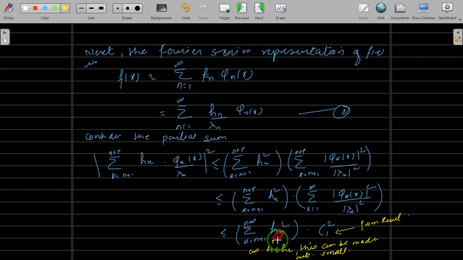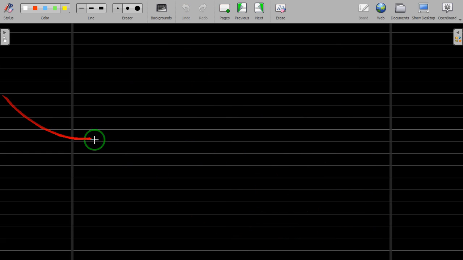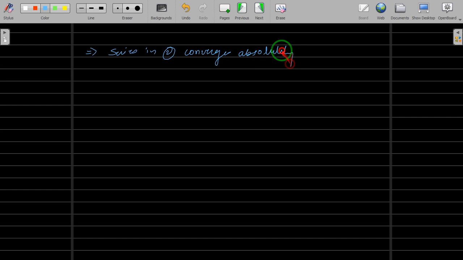This can be made very small, and that means it tends to 0. This implies that the series in equation 2 converges absolutely and uniformly.